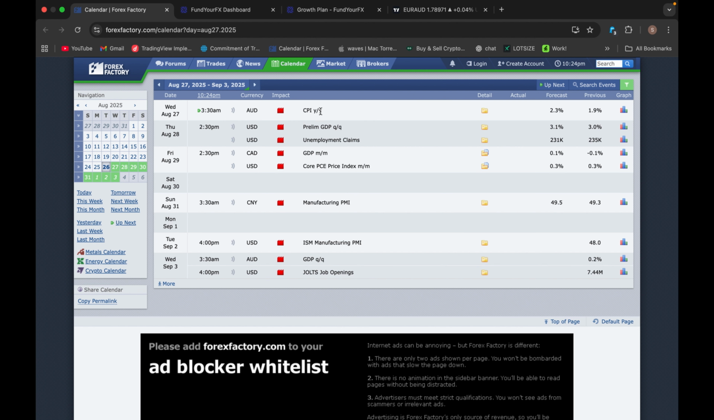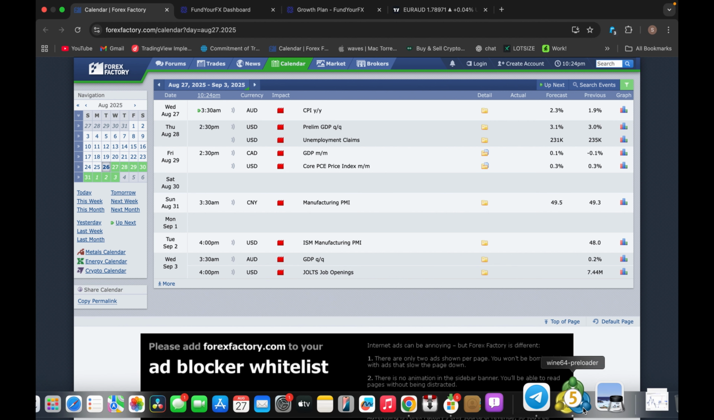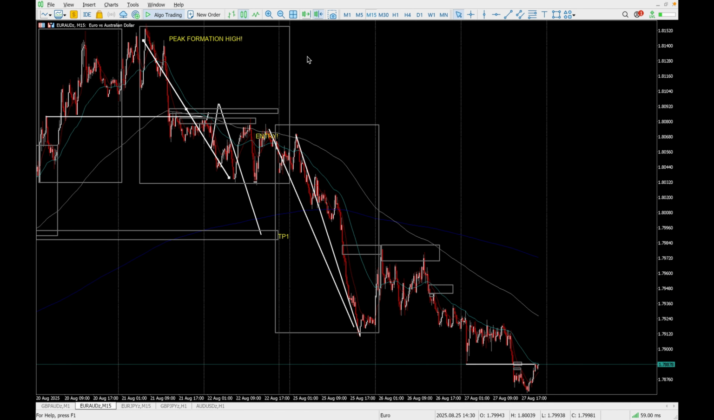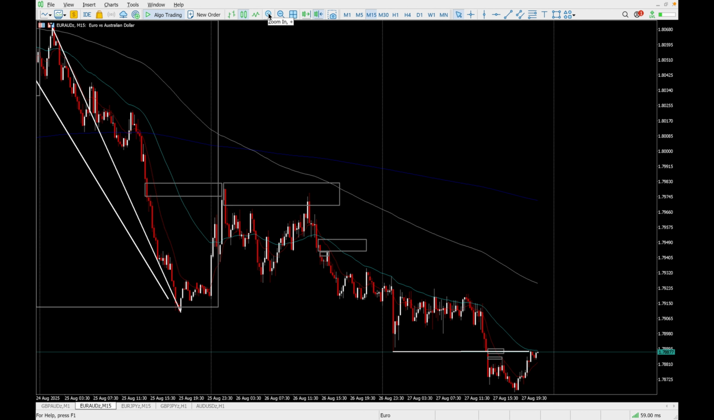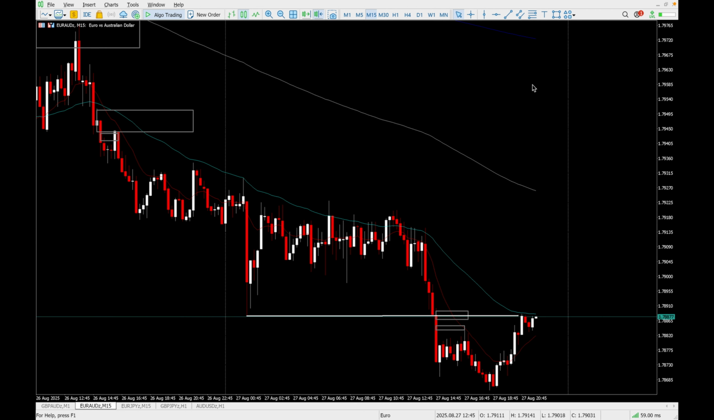Right. So we had CPI, which I was in a trade for when that happened. It didn't really give us a big move, honestly. Not what I was expecting, but this happened during the Asian session, and I was actually awake for this one. I usually do that when I'm holding trades and there's some high impact news.